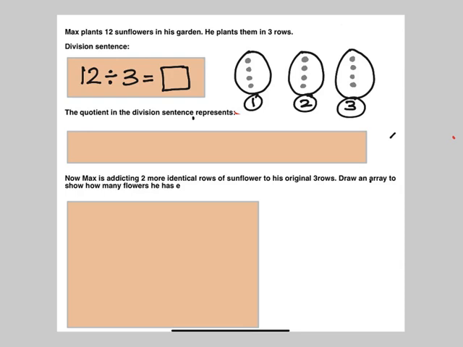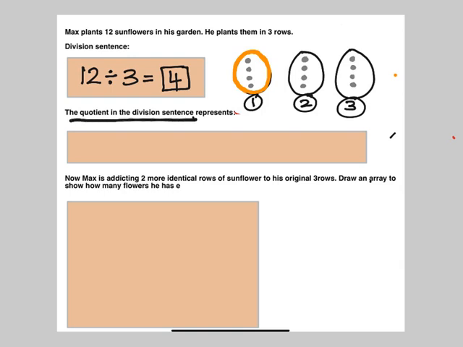So each group contains how many sunflowers? So this is one group. Each group contains 1, 2, 3, 4. Each group contains 4 sunflowers. So the answer is 4.